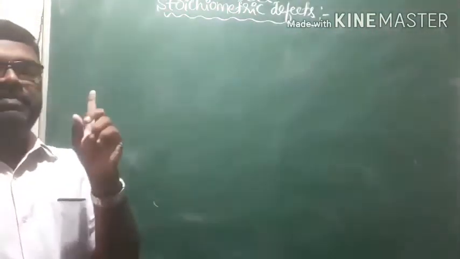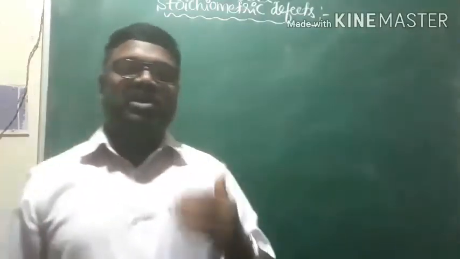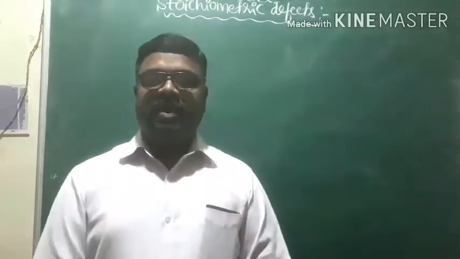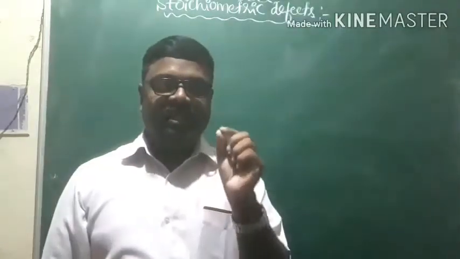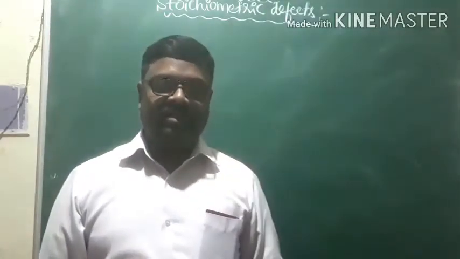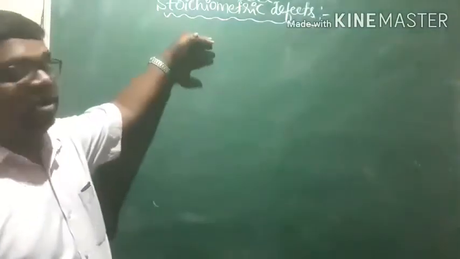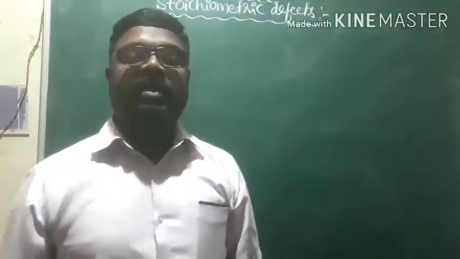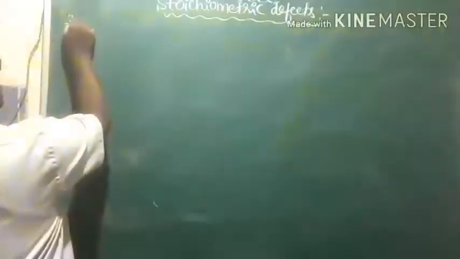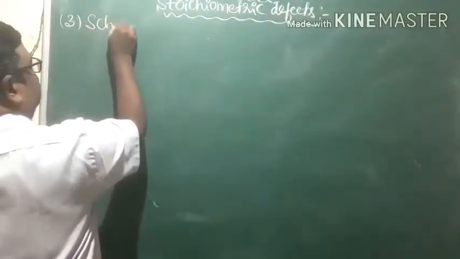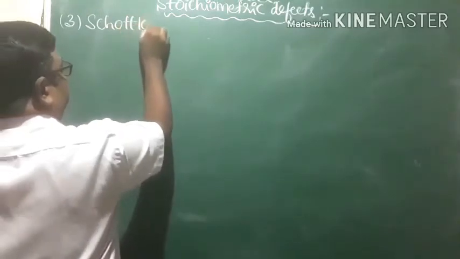Stoichiometric defects are of four types. In the previous video, we discussed two types, that is vacancy defect and interstitial defect. And these two defects are found in the case of non-ionic solids. Now let us see the third and fourth stoichiometric defects, and both are found in the case of ionic solids. The third one will be Schottky defect.